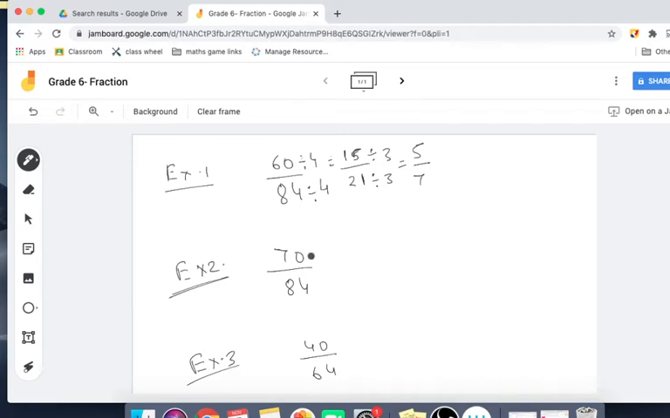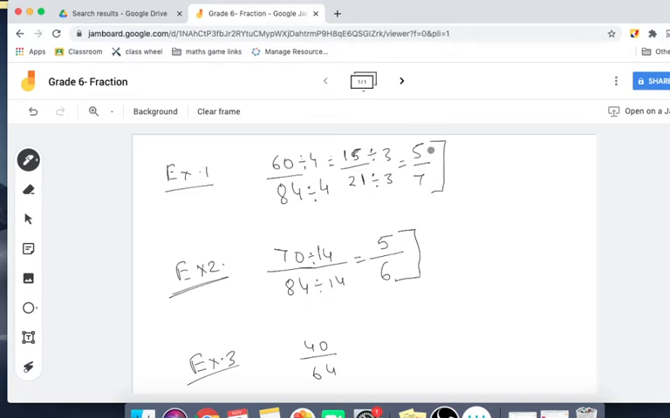Okay, let's divide it. Which number do you want to start from? Do you want to start directly with a bigger number? So think about it. You know, 70 and 84 both are divisible by 14. So let's divide by 14 and you will get 5 by 6. 14 fives are 70 and 14 sixes are 84. So directly you can write the answer here, and this is the smallest fraction. You cannot divide it further.